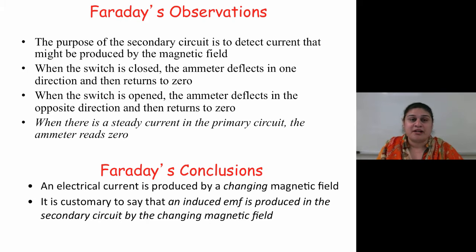So what did Faraday observe? The purpose of the secondary circuit was to detect the current that might be produced by the magnetic field. When the switch was closed, the ammeter deflects in one direction and then returns to zero. When the switch is open, the ammeter deflects in the opposite direction and then again returns to zero. When there is a steady current in the primary circuit, the ammeter reads absolutely zero. So Faraday's conclusion: an electric current is produced by a changing magnetic field. It is customary to say that an induced EMF is produced in the secondary circuit by the changing magnetic field.